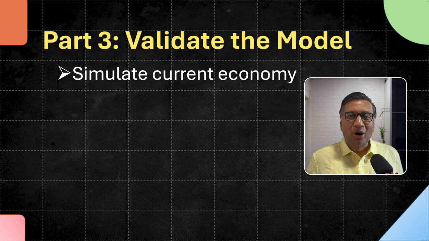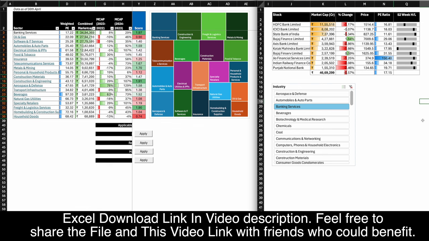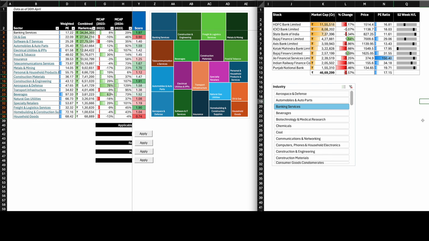We'll check what the model is recommending for the current economy and has that panned out in the last 1 or 2 years. So looking at the data points which stand today, banking services is recommended with the highest score, 1.97. Now this sector has lost its flavor in the last couple of months, especially with the heavyweights like HDFC, Kotak and all. But that's more of a recent phenomenon. The banking sector, despite being the largest, went up 30% last year and 8% in the previous year. The model recommends stay invested in banking.